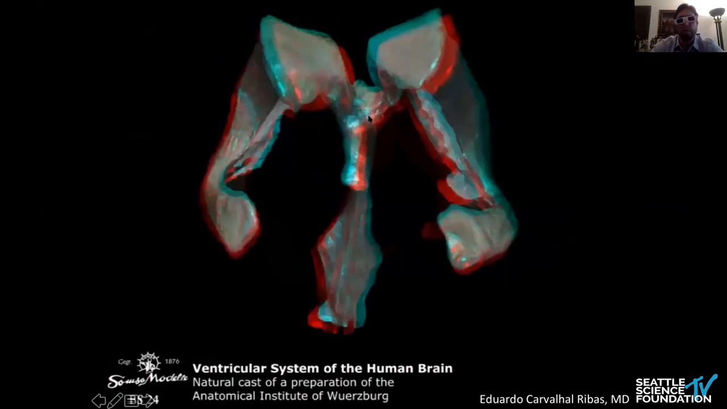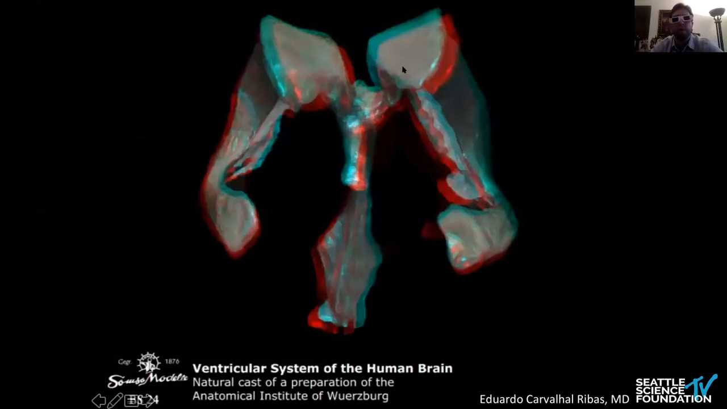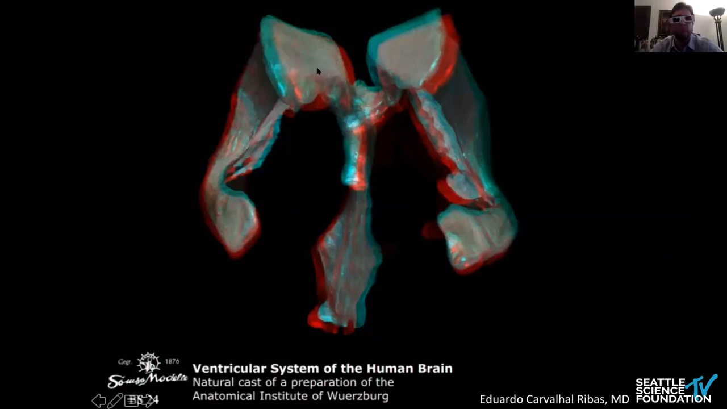So we can see here, this is a frontal view, the C-shaped lateral ventricles, one on each side. Remember that the frontal horn and body are medial compartments, but the atrium, posterior and inferior horn are lateral segments of the lateral ventricle. Third ventricle and fourth ventricle are medial cavities.